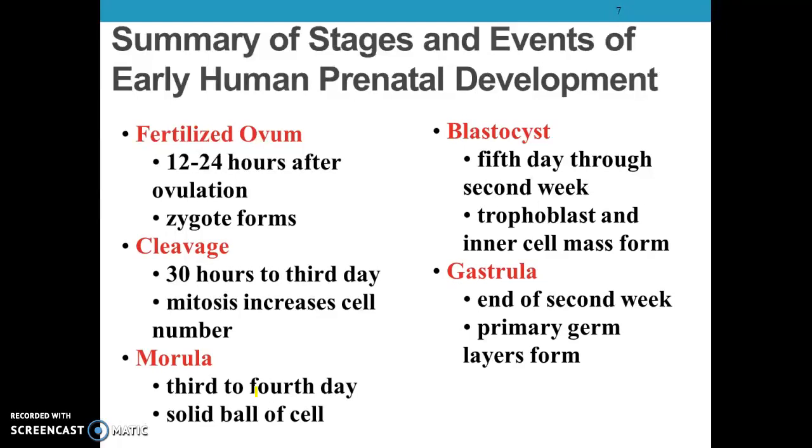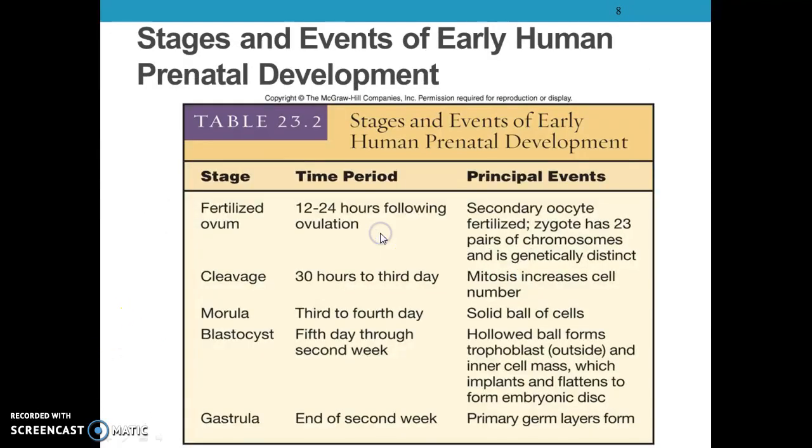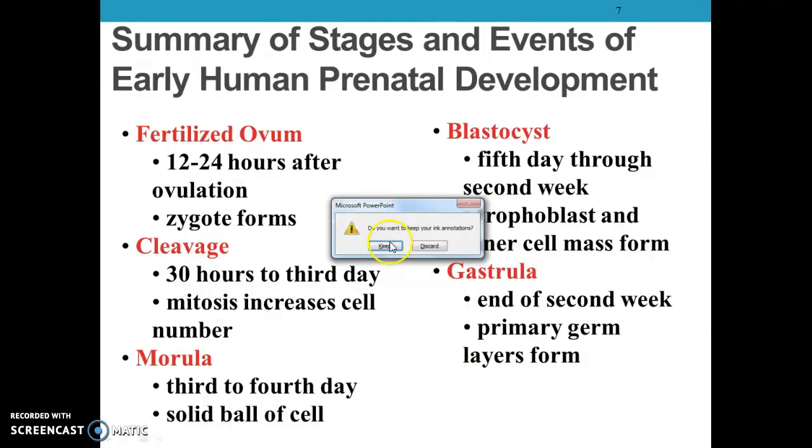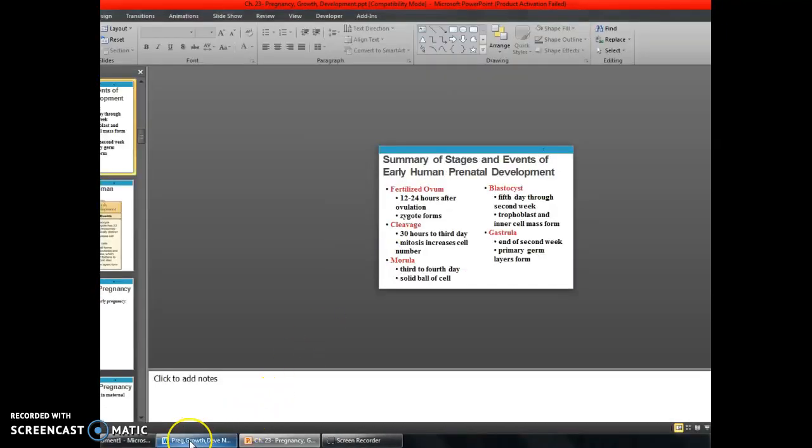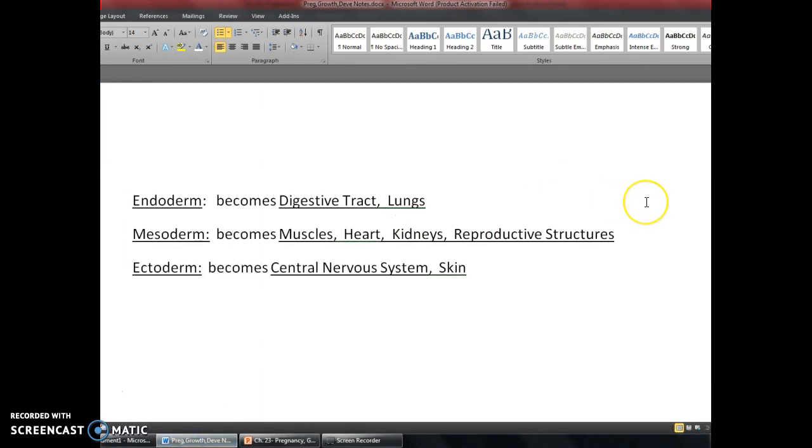All right, and lastly is the gastrula. So this is the end of the 2nd week. At this point, we have primary germ layers that are starting to form. We will talk a lot more about this later, but let me go ahead and show you. I've got some notes that I had typed up already. So what I'm going to do is just pull these up real quick, and if I were you, I would just hit pause and type these out real quick.